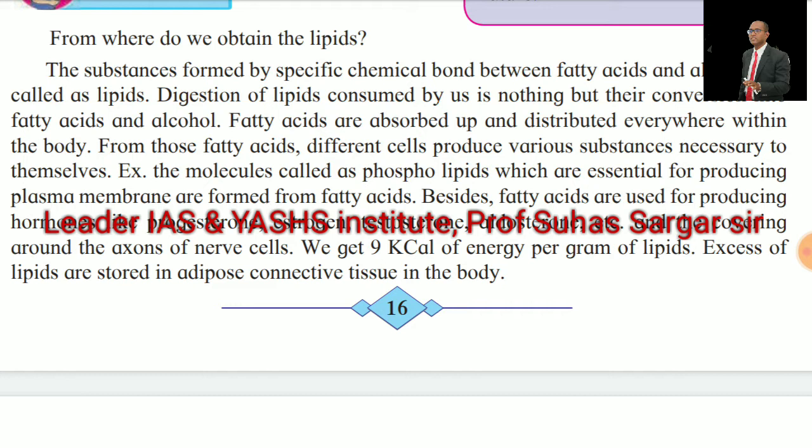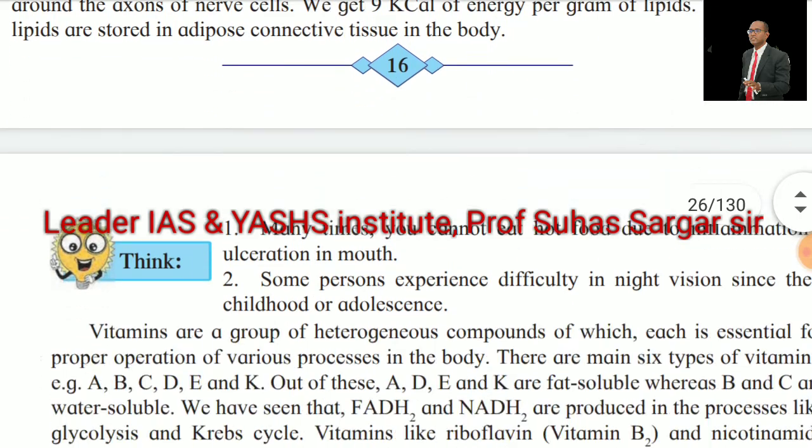For example, the molecules called phospholipids, which are essential for producing the plasma membrane, are formed from fatty acids. Besides, fatty acids are used for producing hormones like progesterone, estrogen, testosterone, aldosterone, etc., and the covering around the axon of a nerve cell. We get 9000 calories of energy per gram of lipids. Excess lipids are stored in adipose connective tissue in the body.